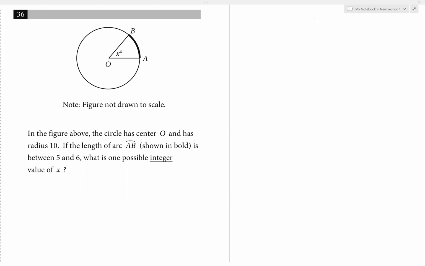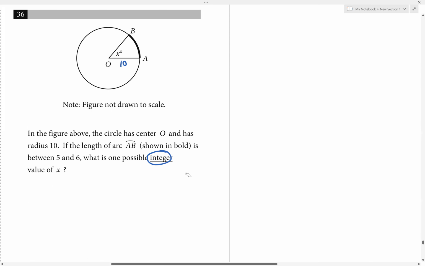Right, question 36. In the figure above, the circle has center O and has a radius of 10. The length of arc AB shown in bold is between 5 and 6, with one possible integer value of x. Okay, so integer is underlined.